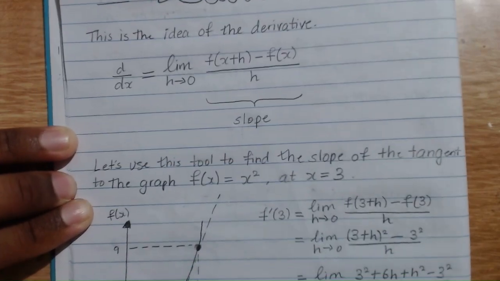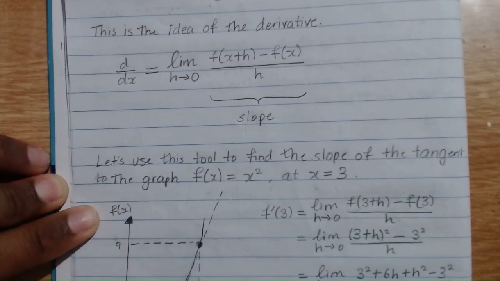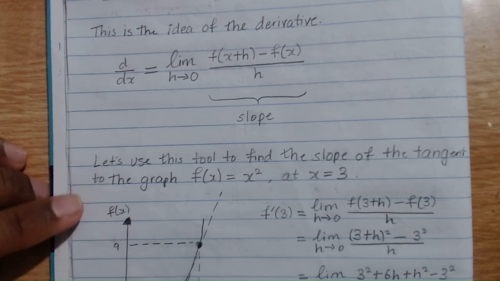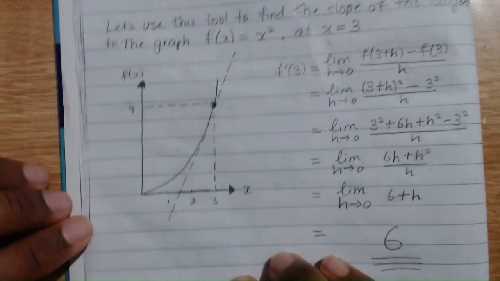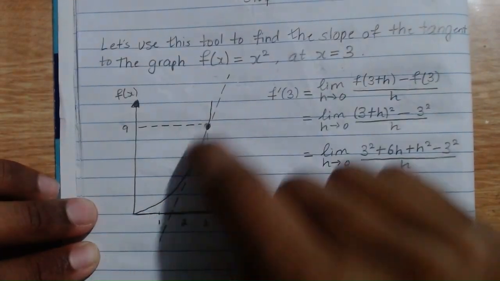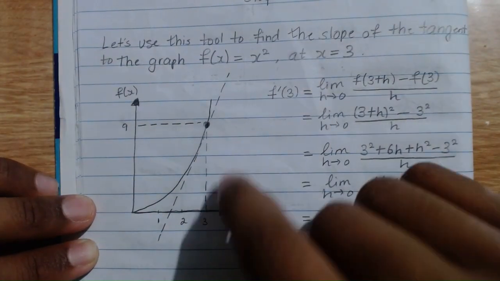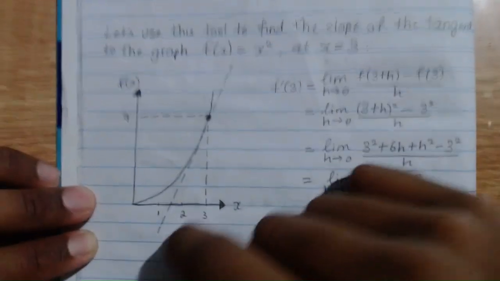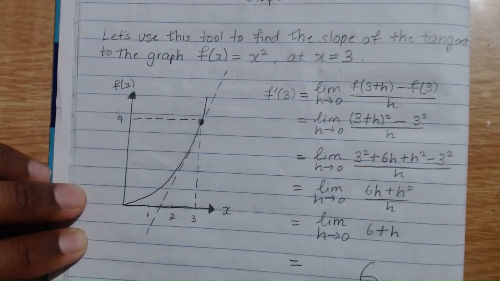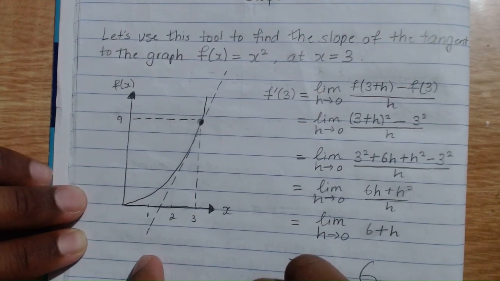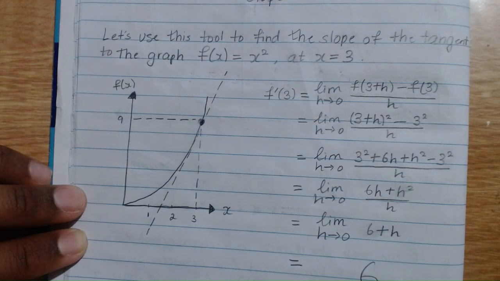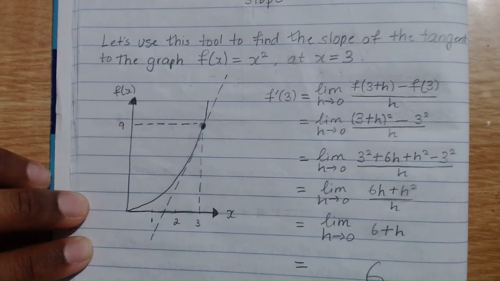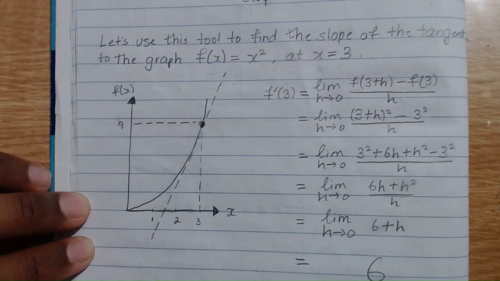So let's go through an example and use this tool to find the slope of the tangent to the graph f of x equals x squared at x equals 3. I have the graph f of x equals x squared here, that's that curved function right there, and I've dotted the point 3, 9, which is on the graph. I've also sketched the tangent line at 3, which only touches the graph at that single point. And we want to find the slope of that tangent line. That's the aim of the derivative.